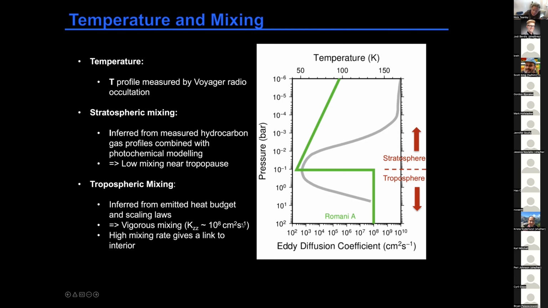So this high heat emission implies very vigorous mixing in the troposphere. And for simplicity, that's usually just assumed to be constant throughout the troposphere. It's actually quite difficult to constrain that any more than that with the observations. So because of this very high mixing in the troposphere, that can give a link between the upper troposphere, the middle troposphere, and the deep atmosphere. So that may be fast enough to dredge up some stuff from the interior for us to investigate.